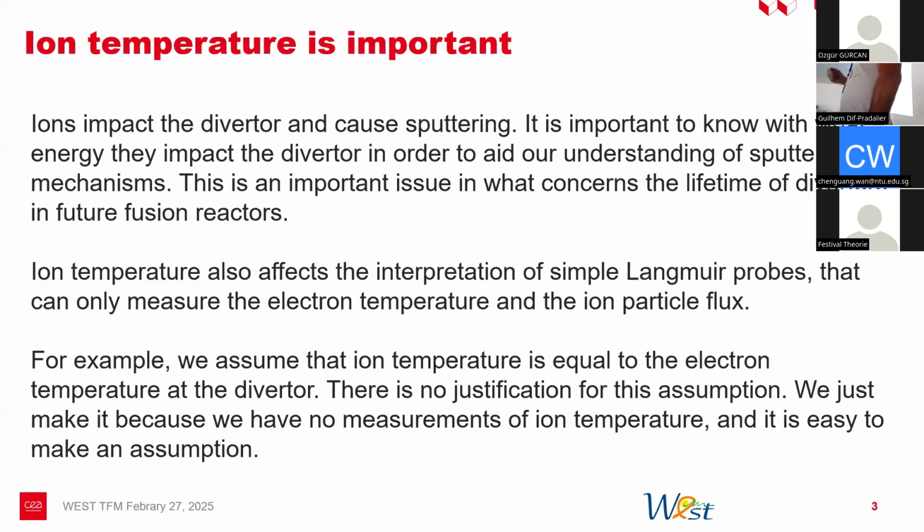For example, we assume that the ion temperature is equal to the electron temperature at the divertor. That's a standard practice. It comes from our intuition with two-point modeling and so on, scrape-off layer, but there's actually no justification to make this assumption. We just make it because we have no measurements. And it's easy to make an assumption.